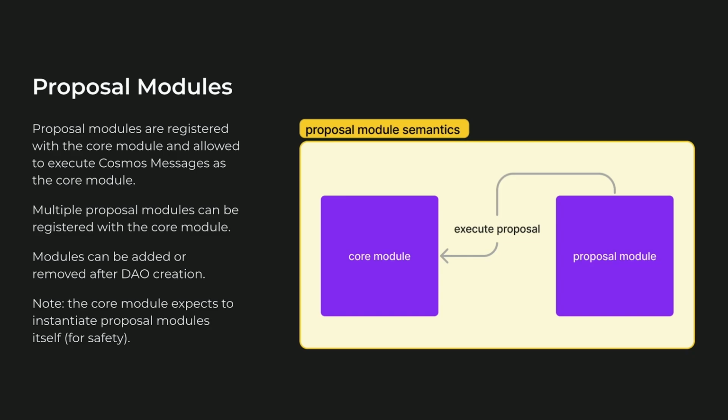And these modules can also be added or removed after your DAO creation. So if you made your DAO with one proposal module and you want to add a new cool ranked choice voting one, you can do that. Amazing.